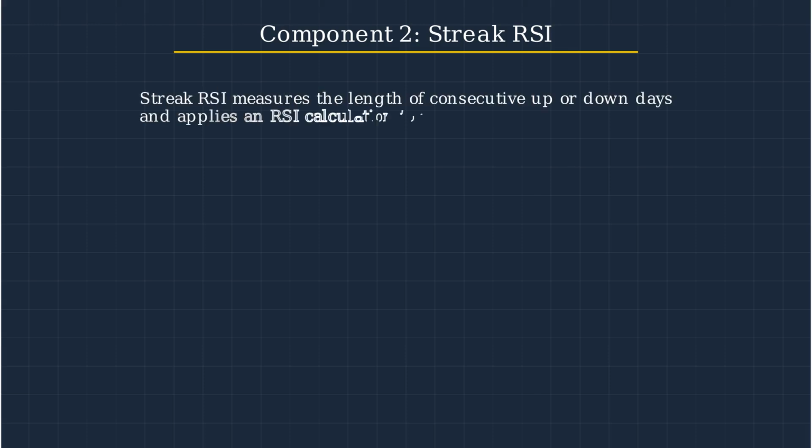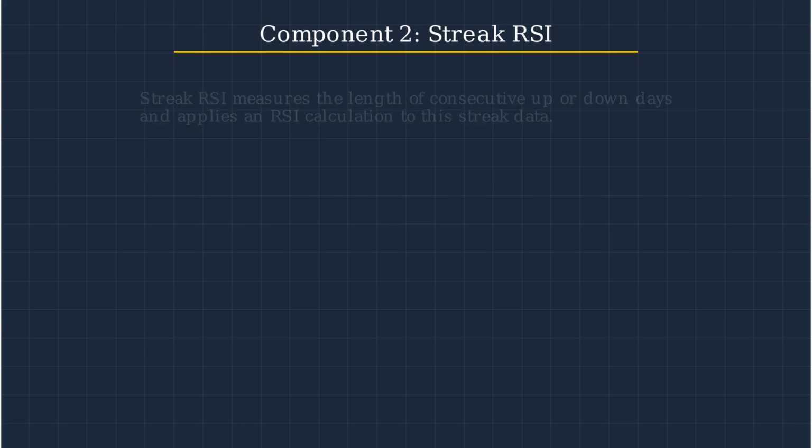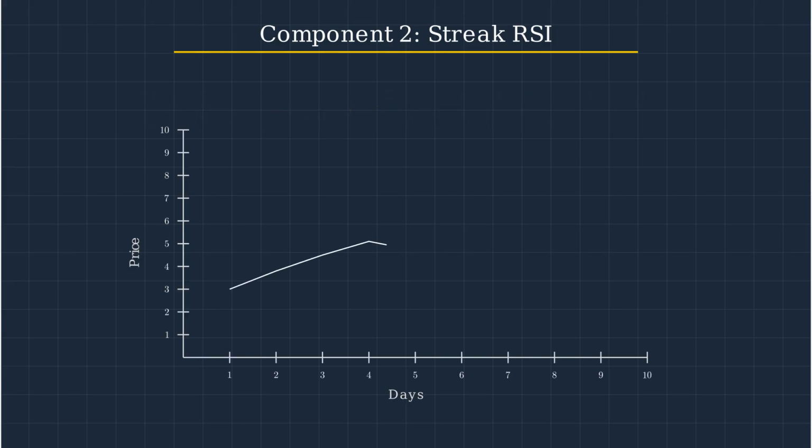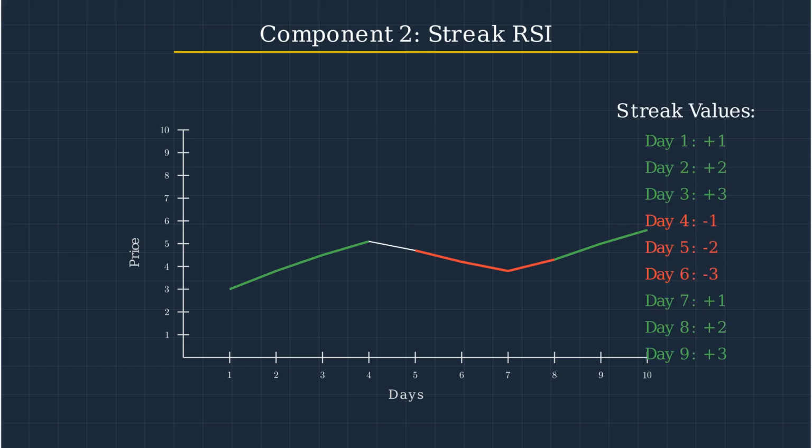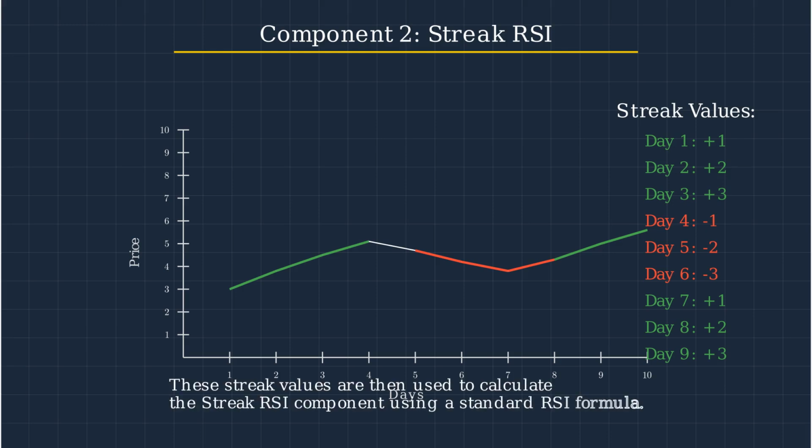Streak RSI measures the length of consecutive up or down days and applies an RSI calculation to this streak data. To understand streak RSI, let's visualize price movement on a chart. A streak is defined as consecutive days where the price moves in the same direction. For each day, we assign a streak value based on how many consecutive days the price has moved in the same direction. These streak values are then used to calculate the streak RSI component using a standard RSI formula.